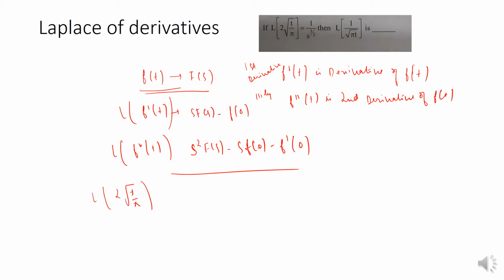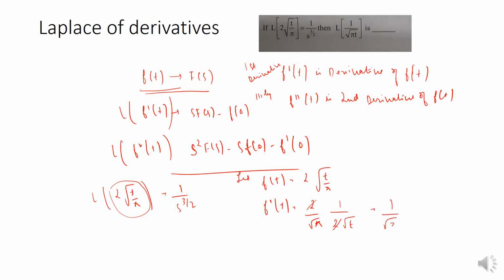Okay, this is what the thing means. He has given the Laplace transform of this as 1 by s into s power 3 by 2. Now suppose we take a signal f of t equal to 2 root t by pi. If you find f dash of t, how do we find it? 2 by root pi into, what is the derivative of root t, 1 by 2 root t, so the 2 gets cancelled, and it is 1 by root pi t. So f dash of t is 1 by root of pi t.